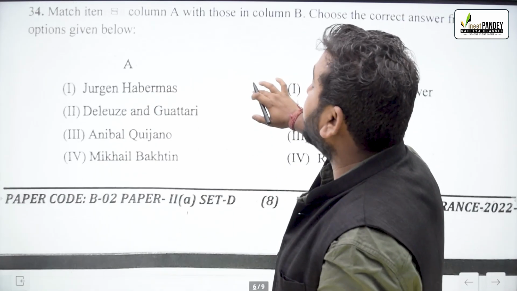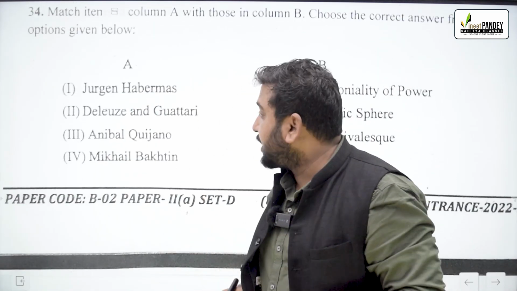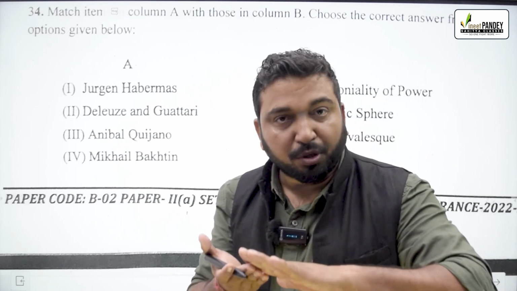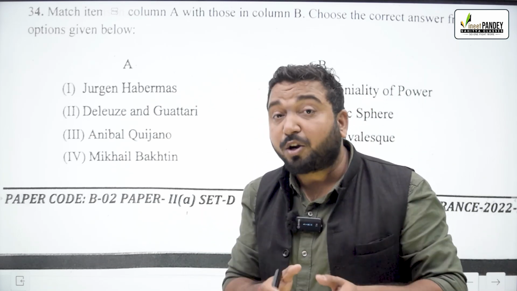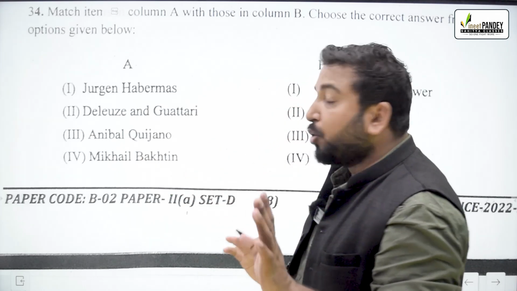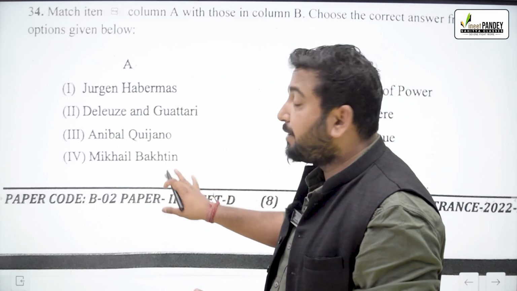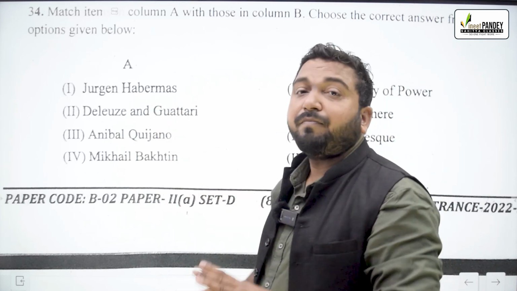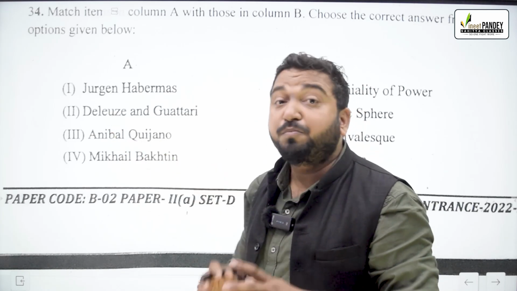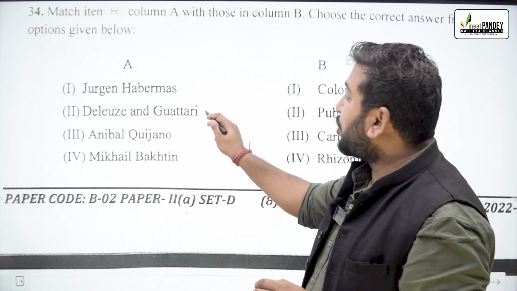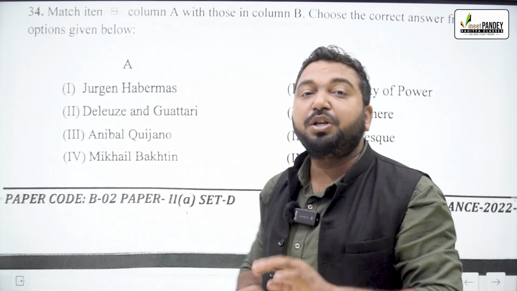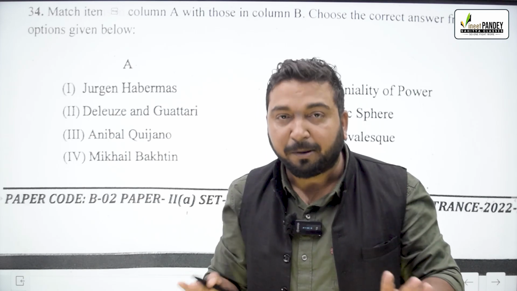Okay, we have to match. So my dear friends, remember this thing, when you find these kind of questions, go for the writers first. Sometimes when you don't know the books, don't know the terms, it's the writer who will help you to go for an answer. Go for the writers. Bakhtin is known to me personally. I have studied him really well. Habermas, philosopher, known for the public sphere, I have studied him. Gilles Deleuze, postmodern, I have studied him. Guattari, I did not study that much, but I know him. Anibal Quijano is totally unknown to me. I have not read him either.